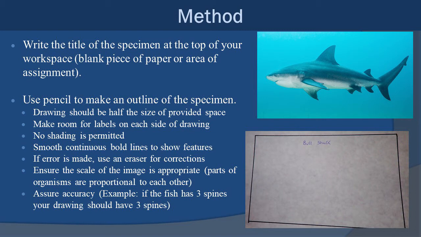Now, I'm going to go through this step by step as we go, but I'm going to read through these first, and then we're going to walk through them together. So first, the drawing should be half the size of the space provided, so you have room to label, but it shouldn't be smaller than that. So you have to calibrate yourself when you're about to go in and do one of these drawings. Make room for those labels at each side of the drawing.